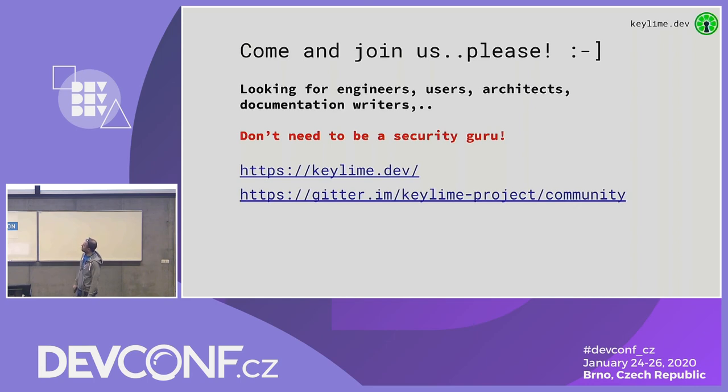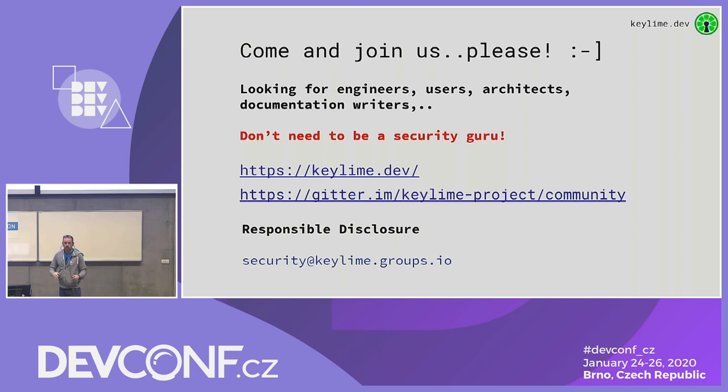So we have a website, keylime.dev. If you go onto there, then you'll find out where our GitHub is, where we meet, where our white paper is, and so forth. That'll point you towards everything. And as I said earlier, we've got a community chat channel. If you've seen anything which you think is perhaps a little bit concerning, maybe don't share it in a public area. We've got a security disclosure list that you can report a security vulnerability to.